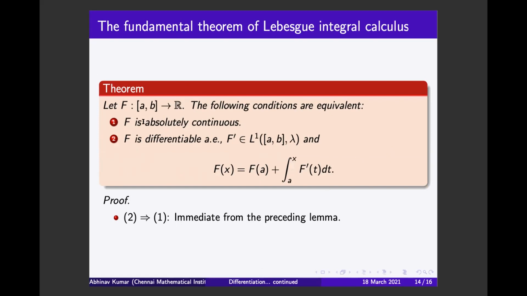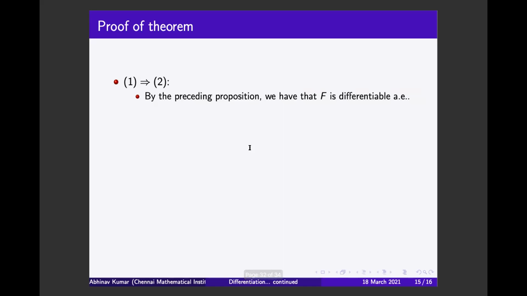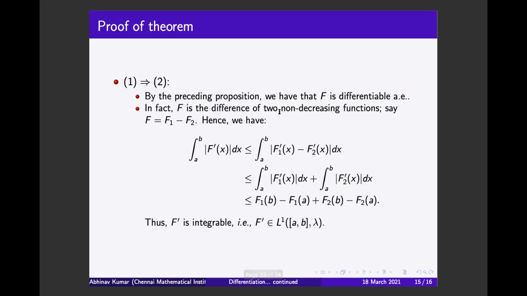As for the other direction, we now wish to prove that if it's absolutely continuous, then this is the case. So by the proposition we've proved, we know that F is differentiable almost everywhere. In fact, first we showed that it was of bounded variation, and that is equivalent to saying it's the difference of two non-decreasing functions.